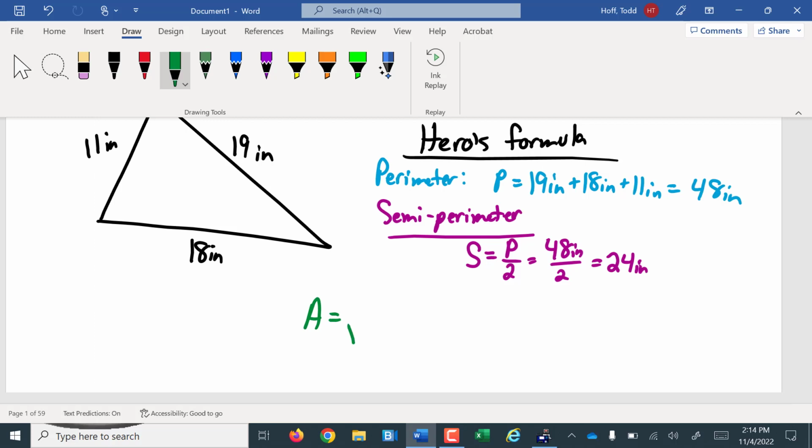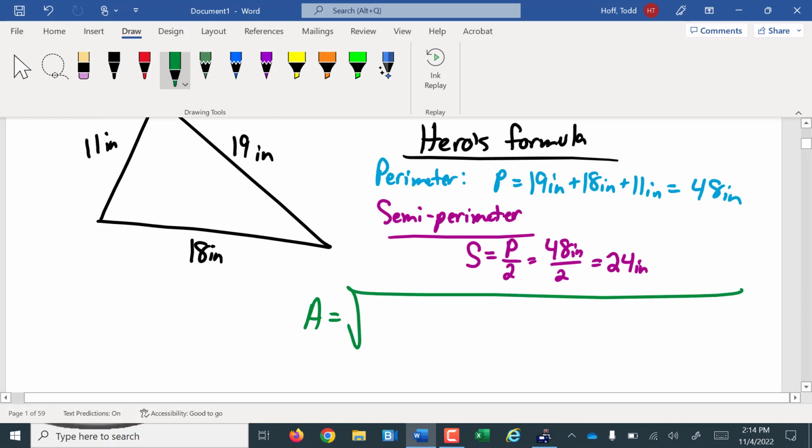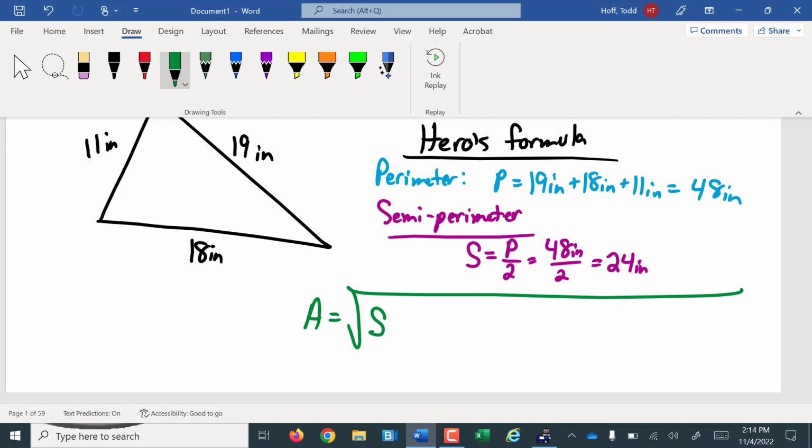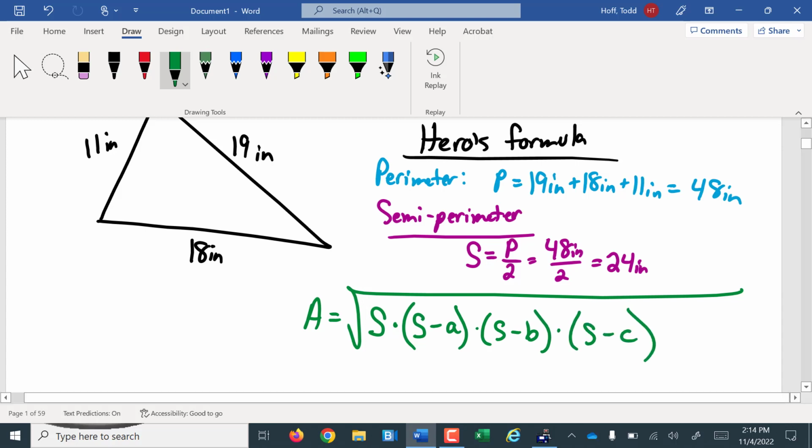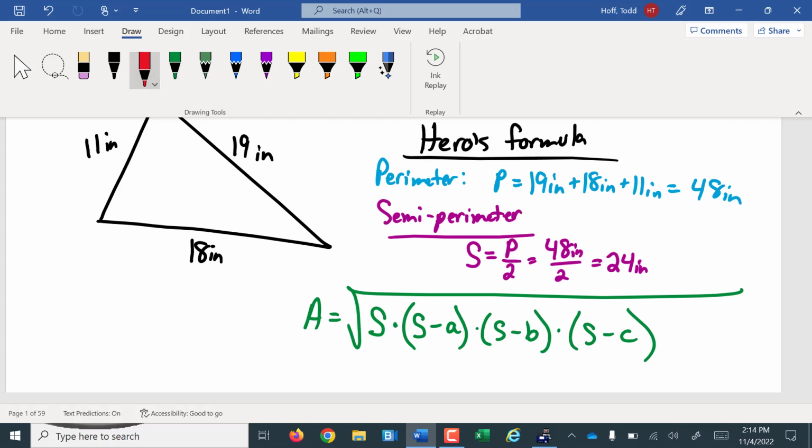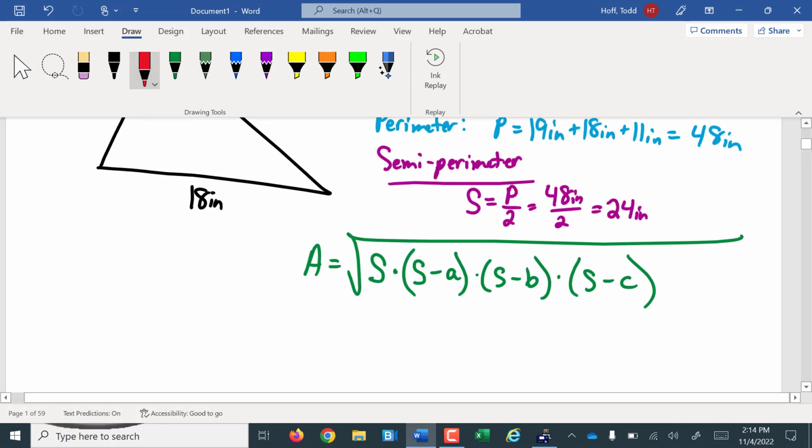The area of that triangle is the square root of, and yes, I do need that much space, the semi-perimeter times the semi-perimeter minus one of the sides times the semi-perimeter minus another one of the sides times the semi-perimeter minus the third side. Usually I do the sides either shortest to longest or longest to shortest. Really doesn't matter. It's just my way of keeping track.